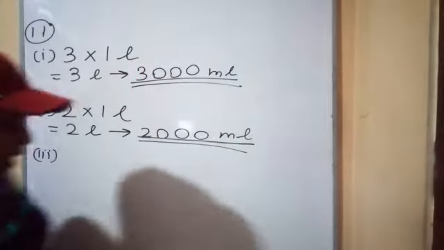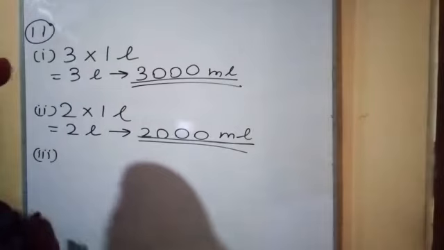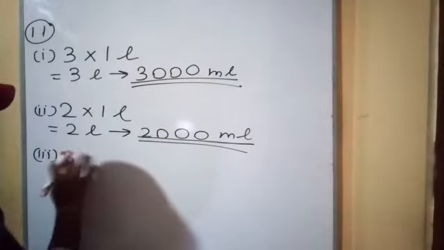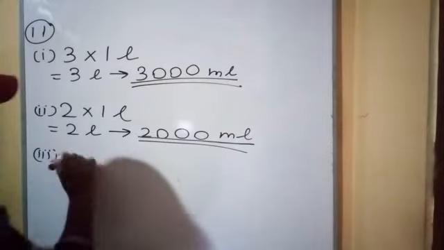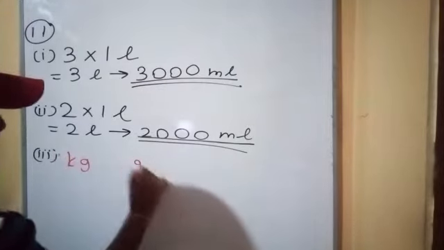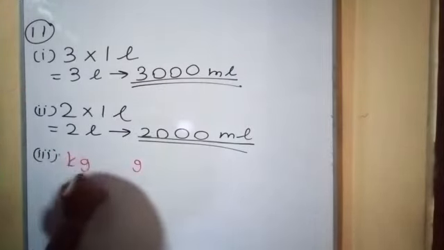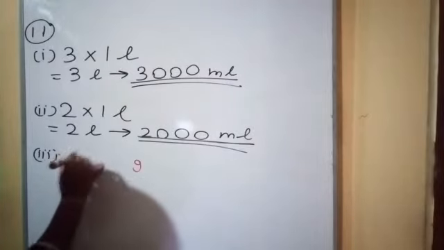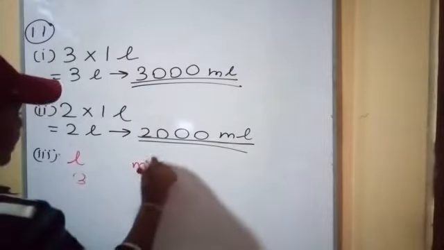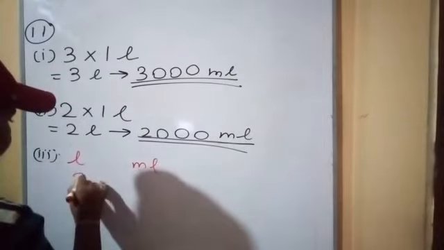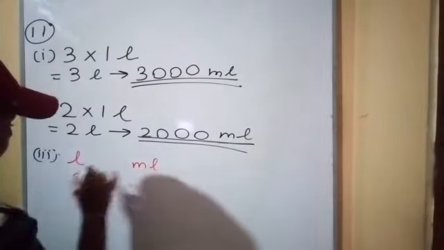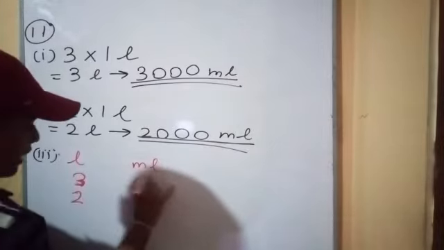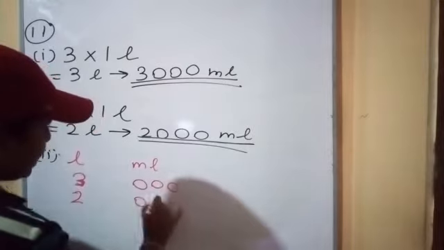That means now the orange juice is 3 liters. Now this is the liters and milliliters. 3 liters, now there are 2 liters. Now you can add zeros in there.